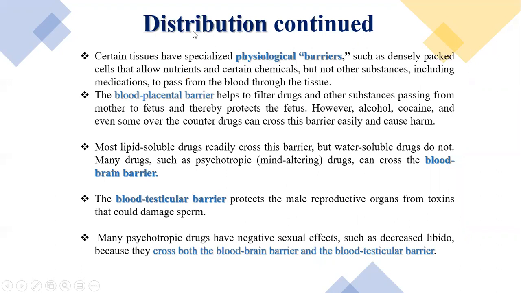Now, more information about the distribution. Certain tissues have specialized physiological barriers, such as densely packed cells, that allow nutrients or certain chemicals, but not other substances, including medication, to pass from blood through the tissue.